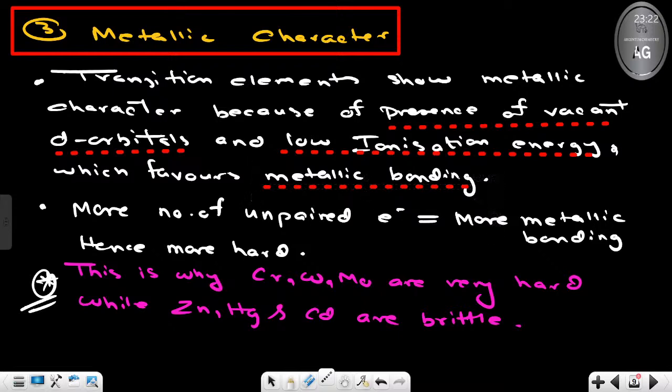Clear? So if the question is asked, transition elements show metallic character, do not go for any nonsense writing in your answers. Simply your answer should be due to high metallic bonding. Okay, clear, due to high metallic bonding. And to avoid any sort of risk, write the reasons also. Why high metallic bonding? Due to presence of vacant d orbitals and low IP. Clear? Understood? Next. More number of unpaired electrons.